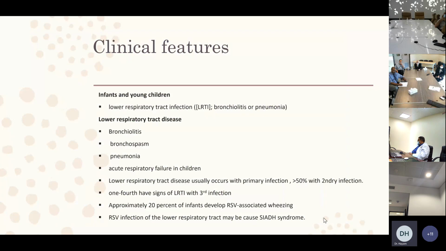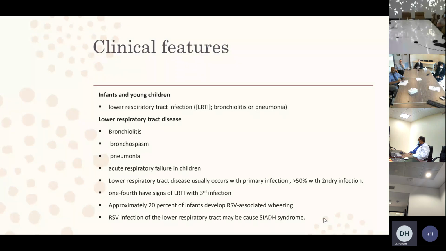Okay. Clinical features: RSV can cause an upper respiratory tract infection, with sneezing, coughing, nasal congestion, as well as lower respiratory tract infection, which is usually the worst, especially in infants and young children. It causes bronchiolitis or pneumonia, and it could present only as sudden infant death syndrome. It could be bronchiolitis with wheezing, only bronchospasm, and it could present up to acute respiratory failure in children.